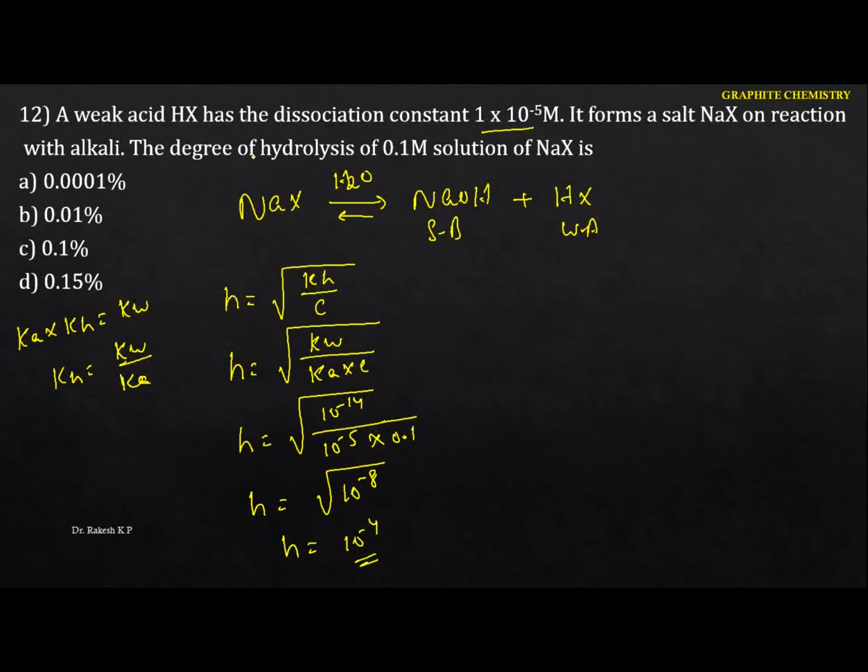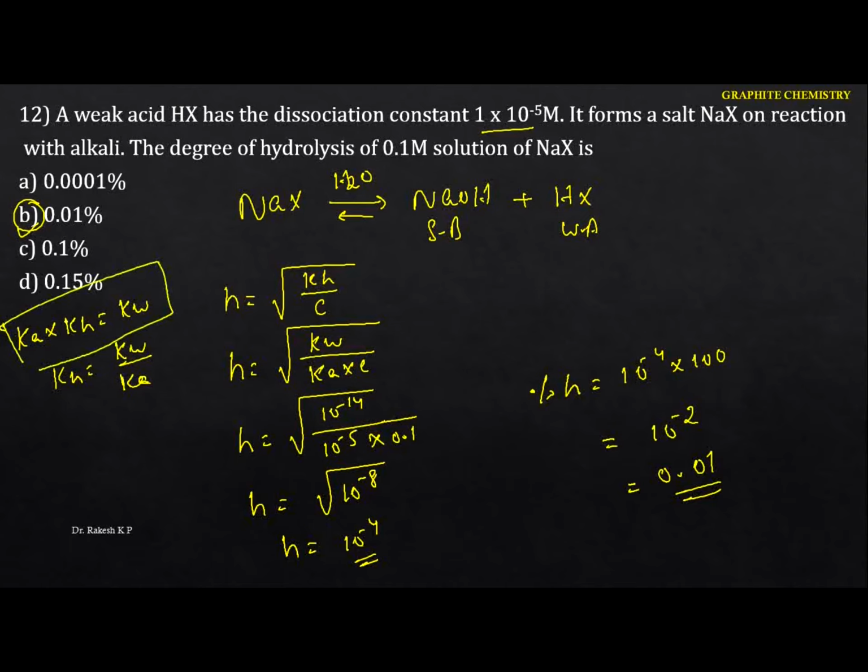But what we have to calculate is the degree of hydrolysis. That means you have to identify the percentage. The degree of hydrolysis is nothing but 10 to the power of minus 4 into 100. Now we got 10 to the power of minus 2, which is nothing but 0.01. Hence in this case the option will be B. This one you have to remember.